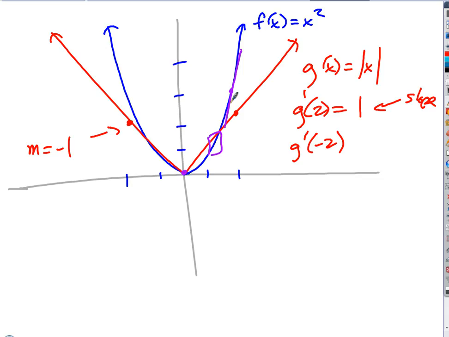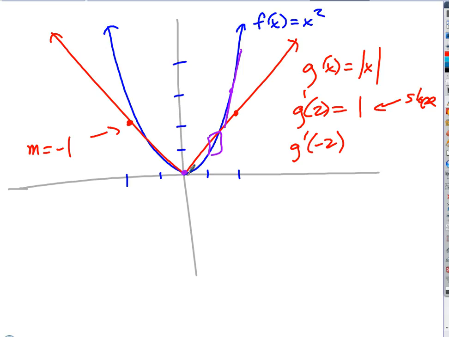Okay? What about right here, though? As I zoom in on this point, does the curve ever flatten out? No. It never does. It always looks like that, right? It always looks like a 90-degree angle. See what I'm saying? And so that's a different kind of thing. The tangent line can never truly match up with the curve no matter how much I focus in on it.